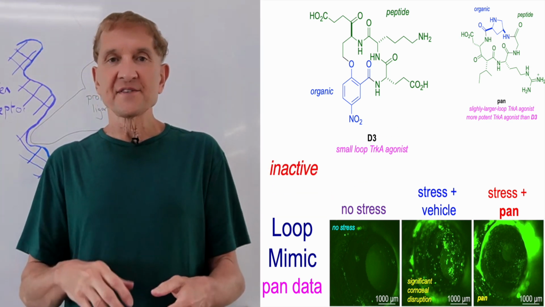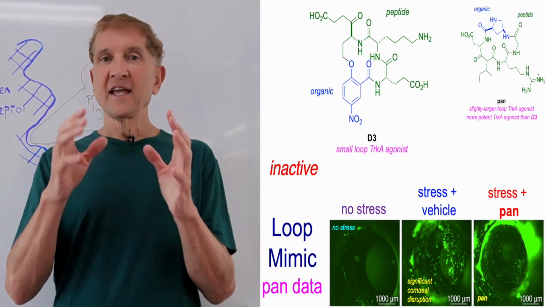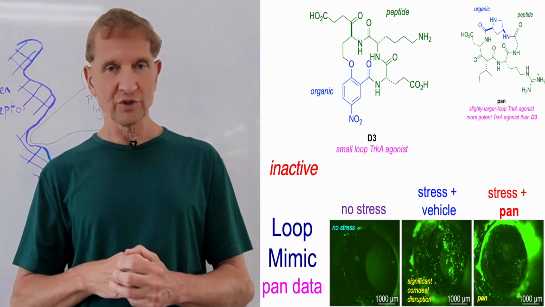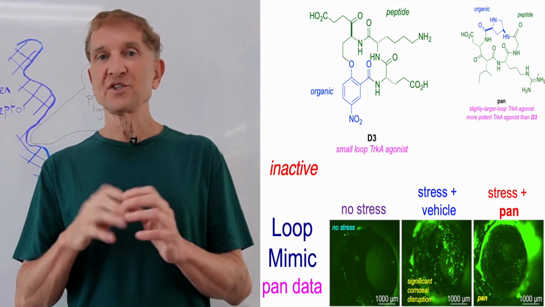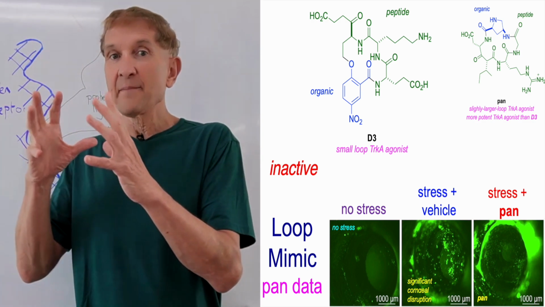That indicates that PAN and C1 are more efficacious in dry eye disease as indicated in her model. It doesn't mean that D3 doesn't work. It just means it's not as good a compound as C1 and PAN.